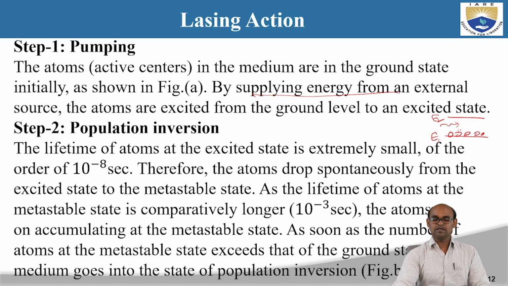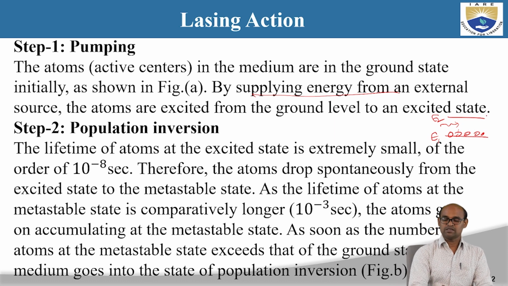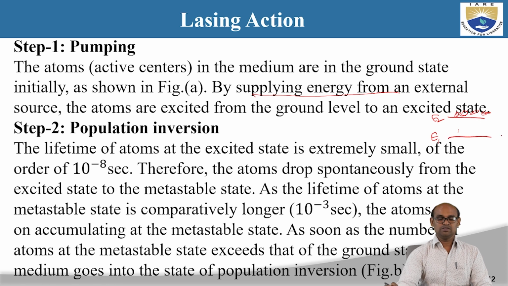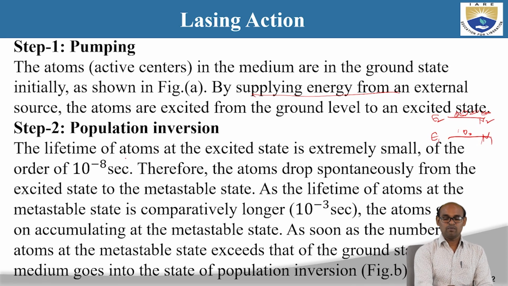By supplying energy in the form of light, these atoms get excited to the metastable state E2. So all the atoms will now be in the metastable state when we supply photons. Okay, so that means we achieve population inversion. So N2 is greater than N1. The lifetime of atoms at the excited state is extremely small, of the order of 10 power minus 9 seconds. Therefore, the atoms drop spontaneously from the excited state to the metastable state.